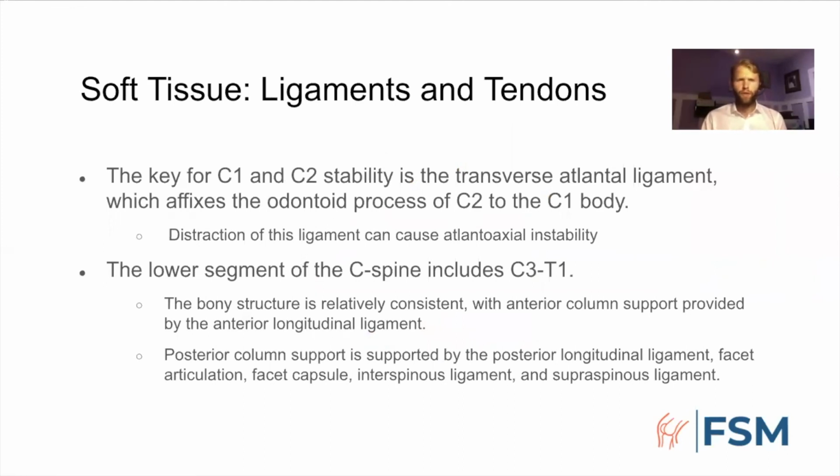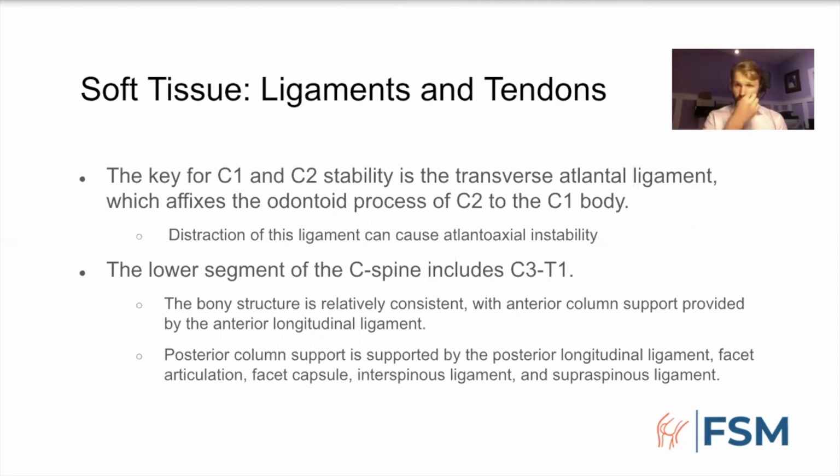So I think this is just a review of what I was talking about in the first slide, about the C1 and C2 stability and the unit that the skull, C1 and C2 create, along with the transverse ligament holding the dens or odontoid process in place along the C1 body. A couple of things to keep in mind: the anterior and posterior columns are supported by the anterior and posterior longitudinal ligaments. These are the ligaments that run along the vertebral bodies themselves.